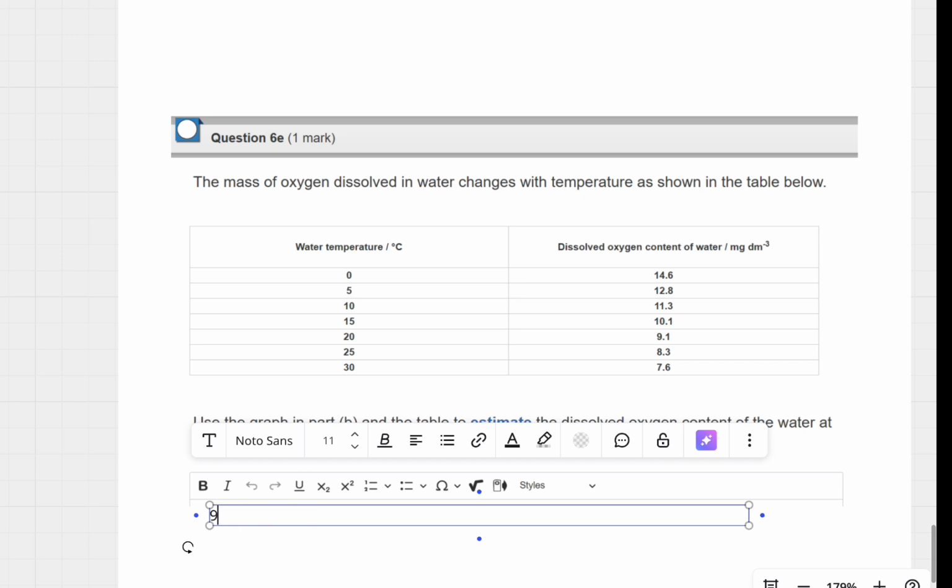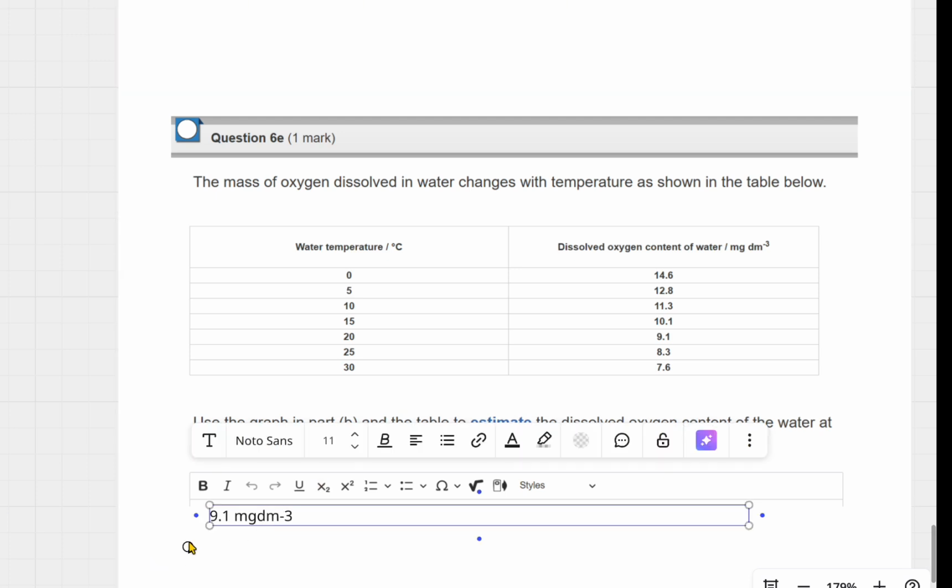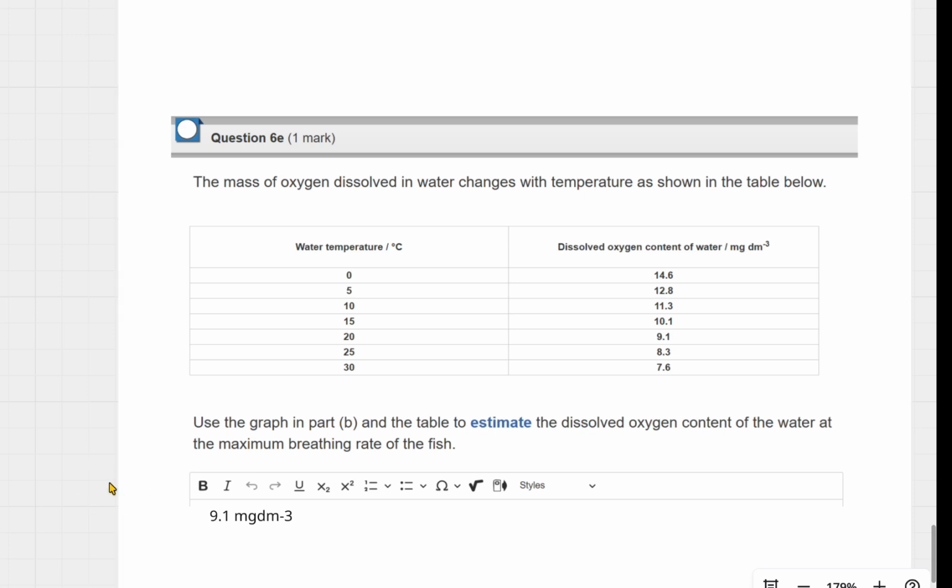We'll take the value as 9.1 mg dm to the power of minus 3. I can't put it as a power here, so you can just take it like this. That's it for this answer. You can also go with 8.3 or any value in between, because we can't really approximate it. We don't know how to calculate it exactly, so we can just go with this answer. That's it for question 6e.